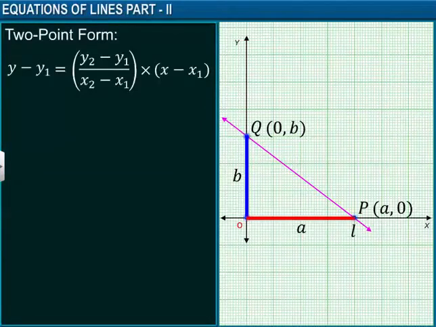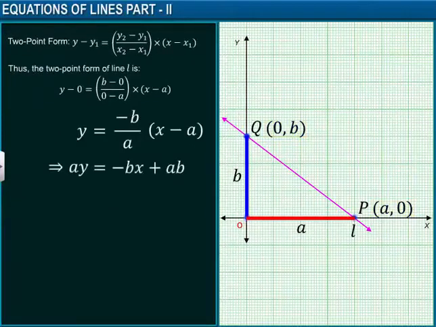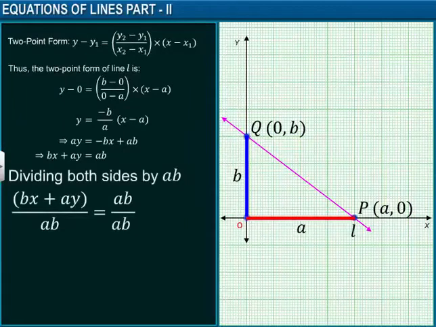Substituting the coordinates of points P and Q in the two-point form, and simplifying, we get the intercept form of the equation of a line as x upon A plus y upon B is equal to 1.